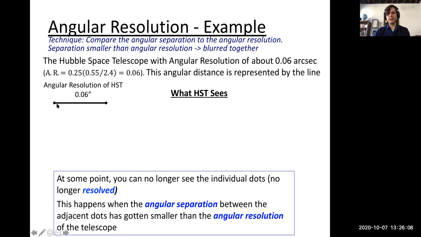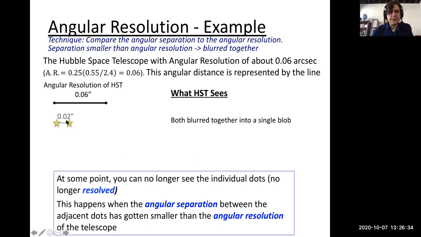What I'm going to do is represent that angular resolution of Hubble, the smallest image it can make, by just a line that has a certain length to it. And we're going to play a game where we look at stars that have an angular separation of some amount measured in arc seconds, and consider what Hubble would see in that scenario.